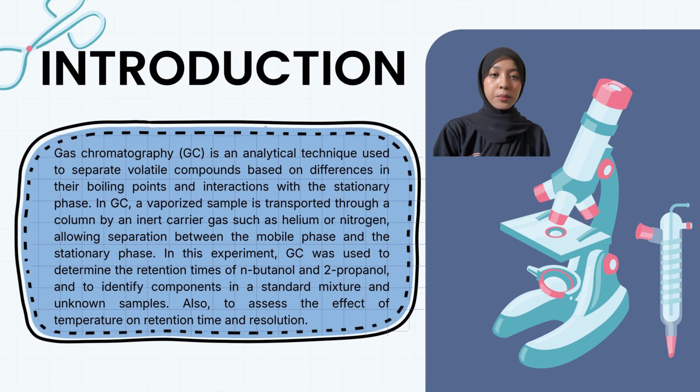Hi, my name is Amira. I would like to give some brief introduction about our topic, which is gas chromatography. What is gas chromatography? Gas chromatography, or GC, is an analytical technique used to separate volatile compounds based on differences in their boiling points and interactions with the stationary phase. In GC, a vaporous sample is transported through a column by an inert carrier gas such as helium or nitrogen, allowing separation between the mobile phase and the stationary phase.